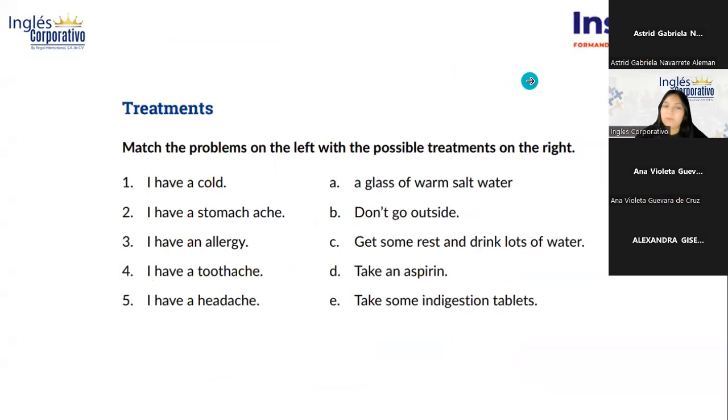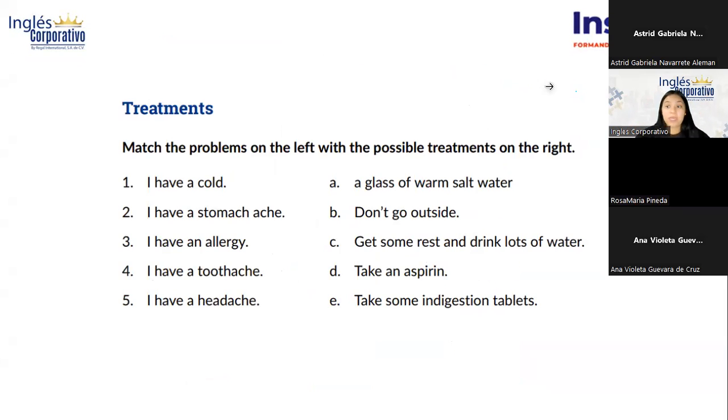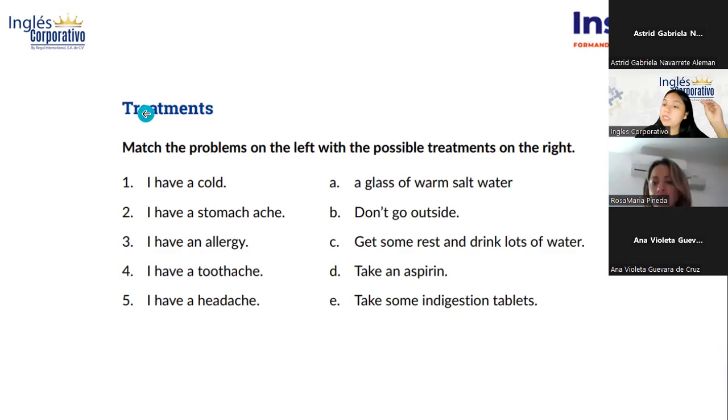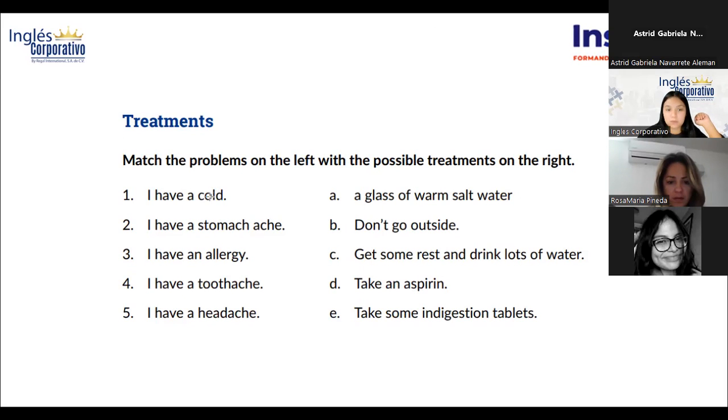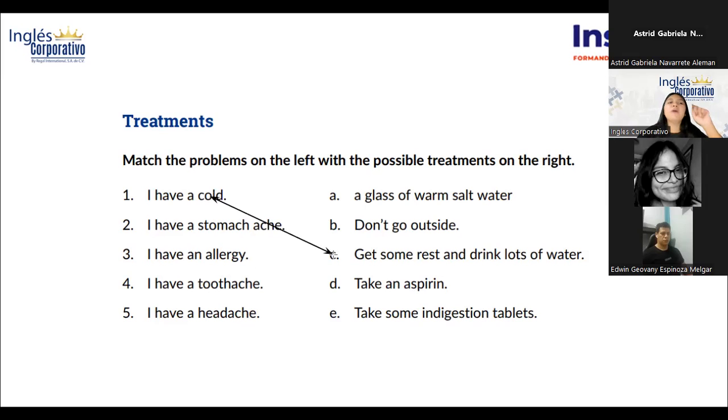Okay. Now let's continue. Now we are going to talk about treatments. What is the meaning of treatments? Treatment means tratamientos. So, guys, what we need to do is match. Tenemos que enlazar el tratamiento para todas las enfermedades que tenemos aquí, todos los síntomas, okay? So, if I have a cold, ¿qué puedo yo hacer si yo tengo un resfriado? Letter C, get some rest and drink lots of water. What about number two? I have a stomachache. Letter A. Take some medicine. Okay, letter E. I have an allergy.